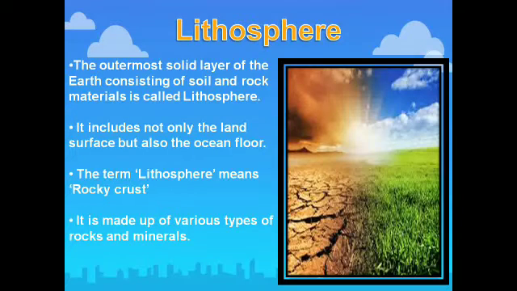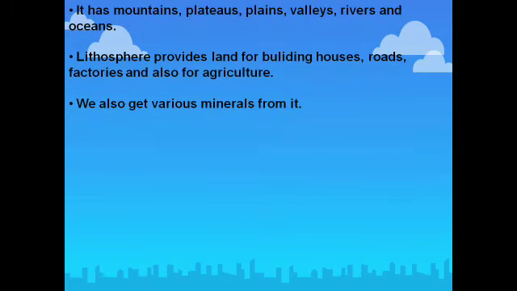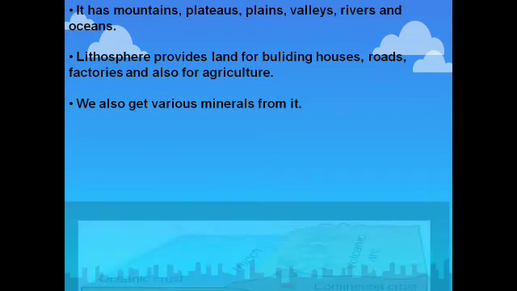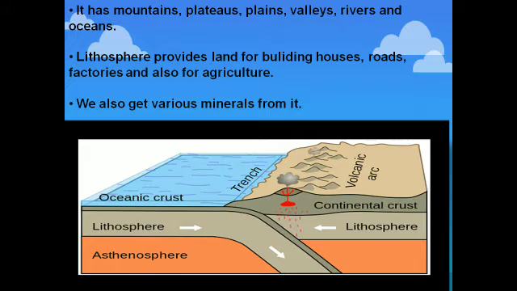Ocean floor means regarding the land area which is beneath the water. What you see in the river side, river upper part you are having water, but when you go down, somewhere at a depth you will find the crust also. So that is known as the ocean floor. Okay. The term lithosphere means rocky crust. It is made up of various types of rocks and minerals. It has mountains, plateaus, plains, valleys, rivers, and oceans.